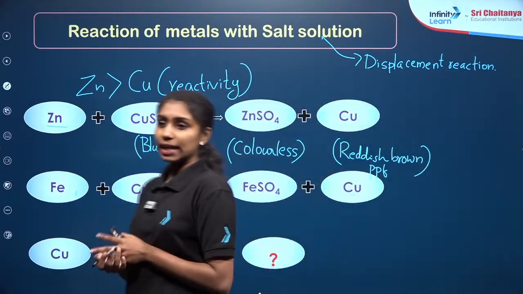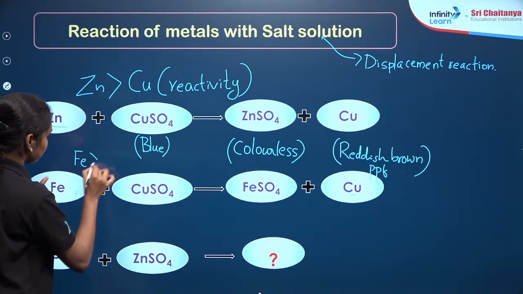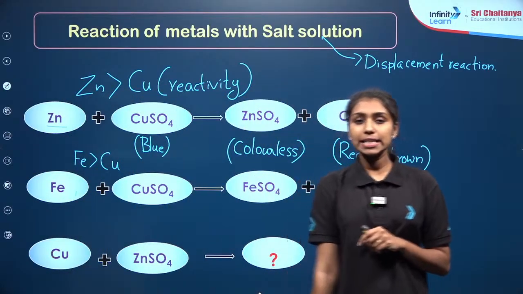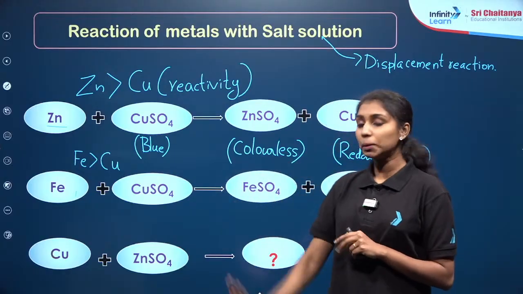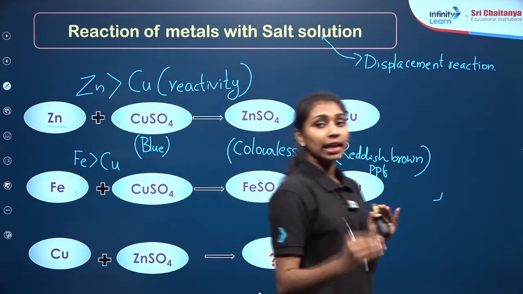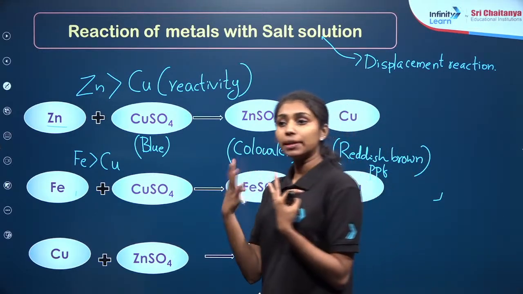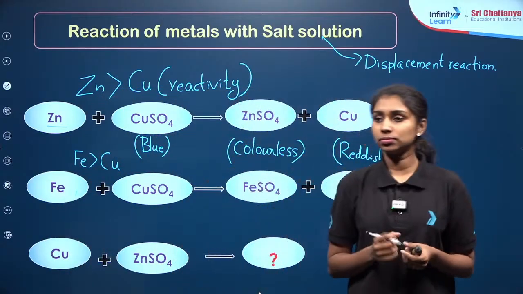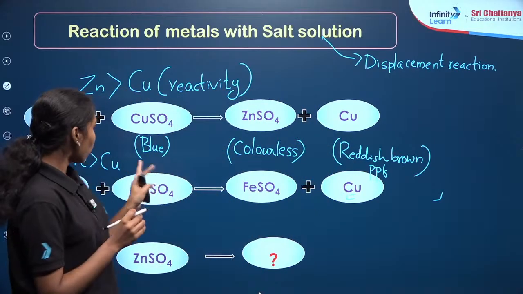So which one is more reactive? Iron is more reactive, right? Iron is more reactive than copper. That is why it displaces copper from the copper sulfate solution. So this is the importance of the reactivity series in displacement reactions. If you are familiar with the metals in the reactivity series, we can predict whether the reaction happens or not. Is that clear? Yes, iron is more reactive, right?